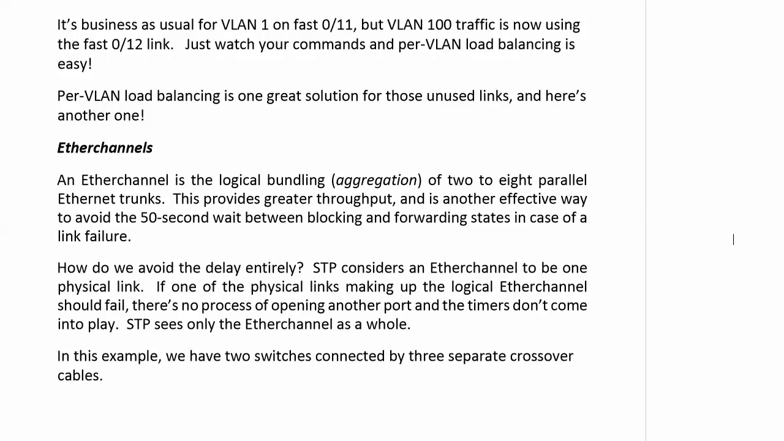And there are two huge benefits here. The first one, of course, is greater throughput. Because if you have 8 trunks, we know by default only one of them is going to be used. And that's 7 trunks just sitting there, and while we appreciate the backup, we'd rather just use the paths in the first place. It's also an effective way to avoid that 50-second wait between blocking and forwarding states in case our one open trunk goes down.